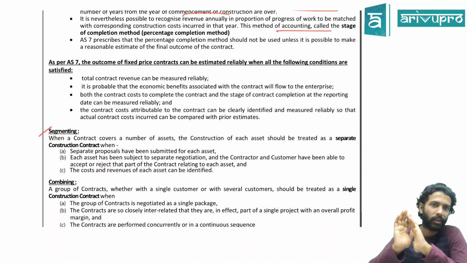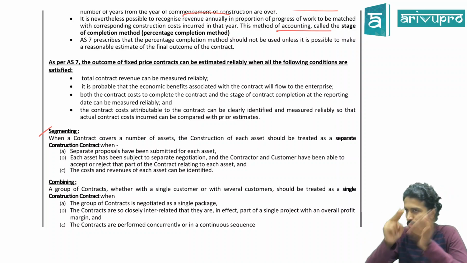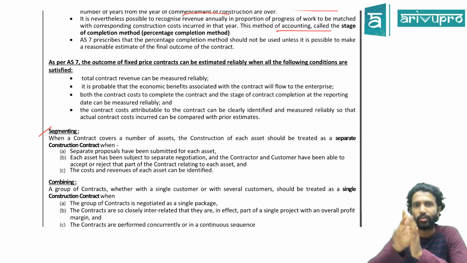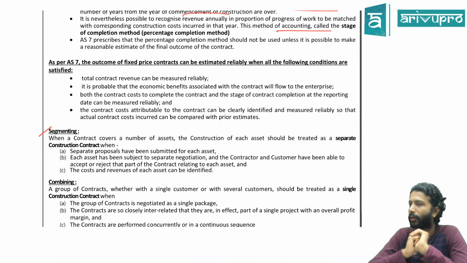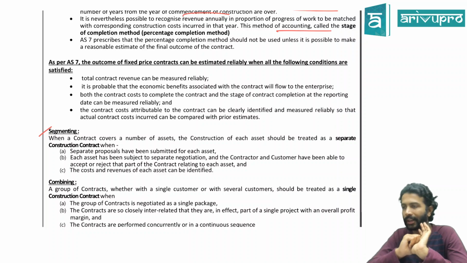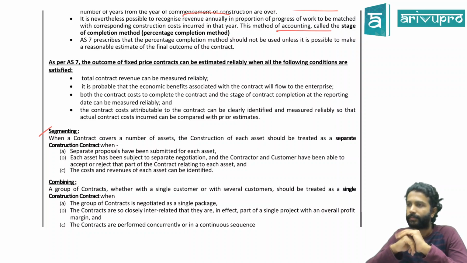Did you get the question? Should that particular contractor who won 2 flyover contracts treat that as one contract and do one accounting process for that, or should he treat it as separate contracts and do separate accounting for it? Are we okay? That is the concept we're trying to test. Whether you will combine or you will show it separately.